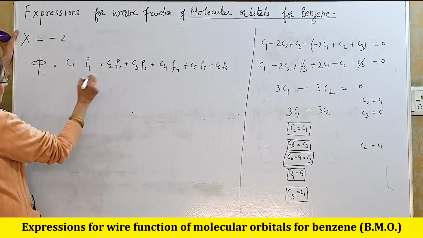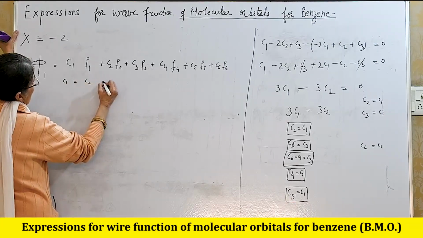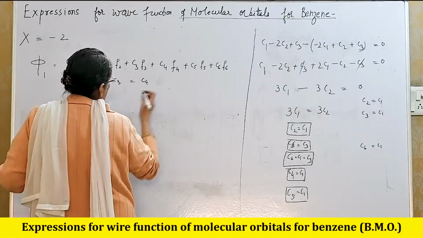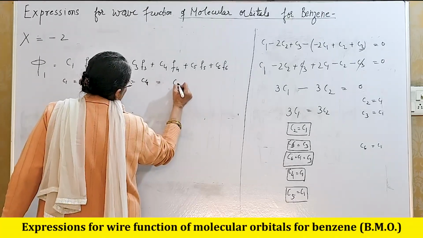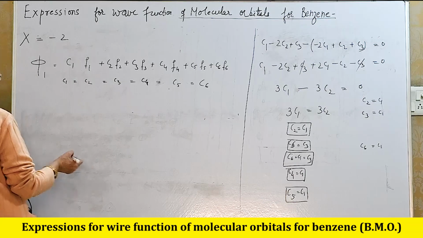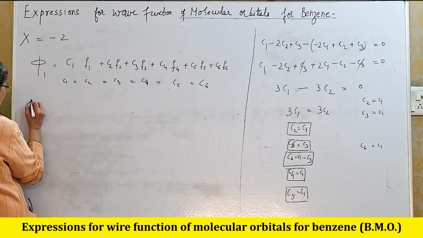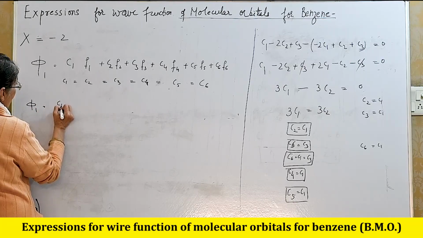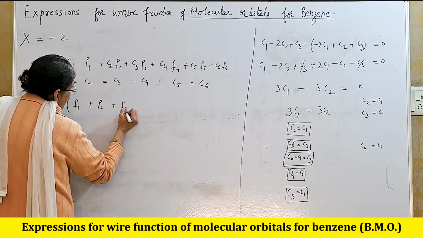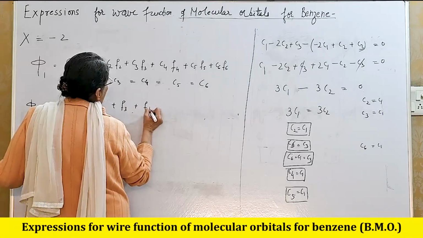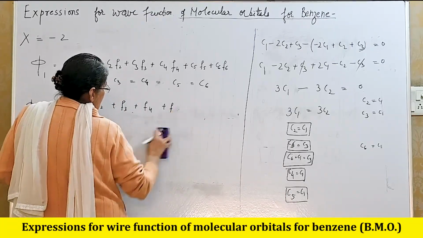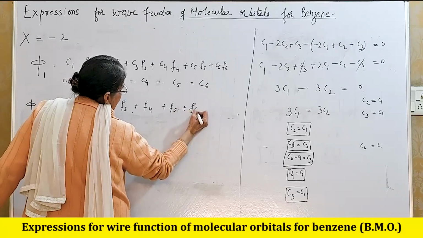And now definitely we have gone through that C1 equals C2 equals C3 equals C4 equals C5 is equal to C6. So I have got that phi 1 can be written as C1 times F1 plus F2 plus F3 plus F4 plus F5 plus F6.